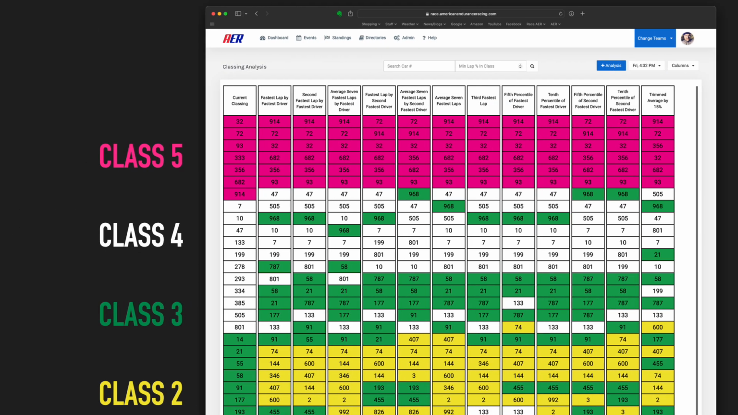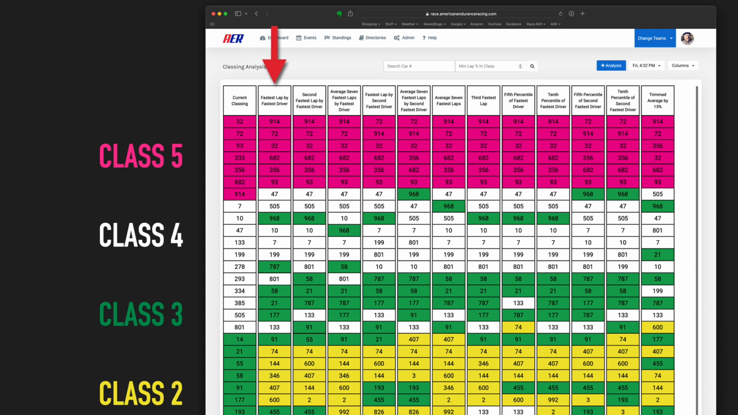A page like this is created in real time and captures all of the latest timing data. The AAR staff continues to monitor it throughout the race, and we rely heavily on this system during Friday's 2-hour qualifying race. Cars are shown by number and color-coded by class. Each column sorts the field by lap times in a different way. The first column shows the current classing order.